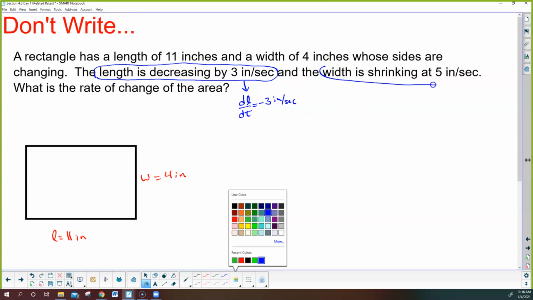And then it says the width is shrinking at a rate. So if the width is changing, that's dw dt. And it's shrinking, so it's negative 5 inches per second.